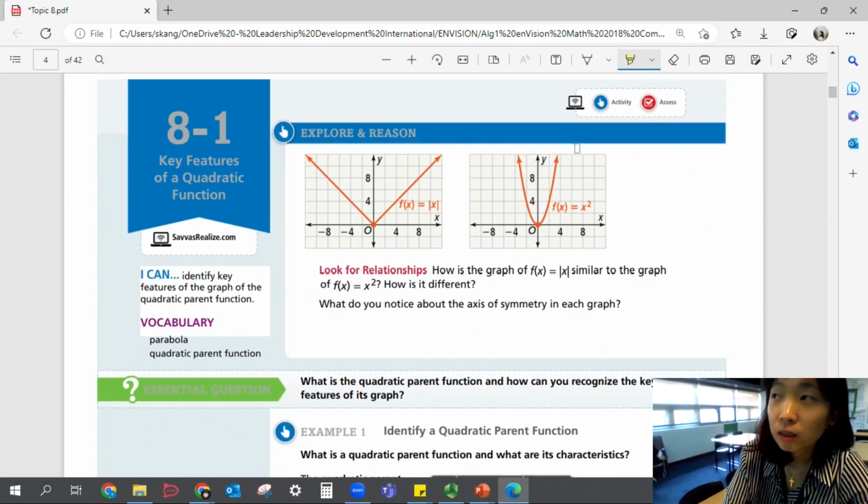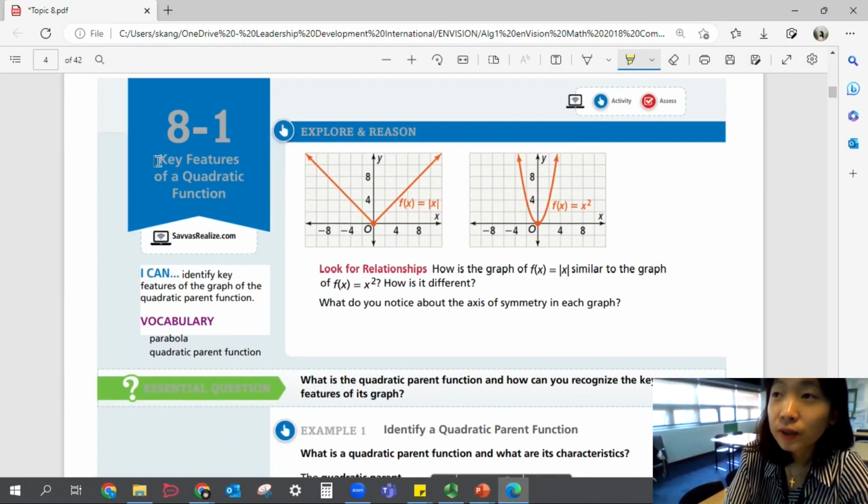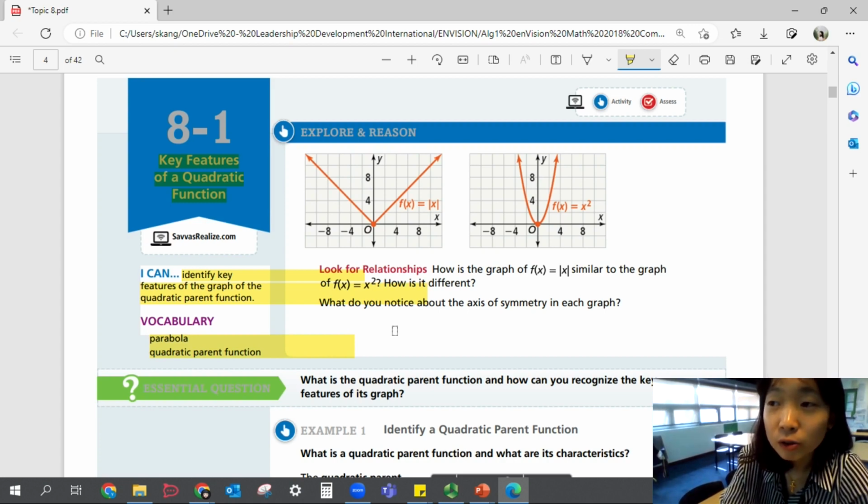Okay. This is lesson 8-1, key features of a quadratic function. In this lesson, we'll be able to identify key features of the graph of the quadratic parent function. So important vocabs you need to know are parabola and quadratic parent function. So what's the difference between a quadratic function and a quadratic parent function? If you know what a parent function is, it is the standard function of the type.